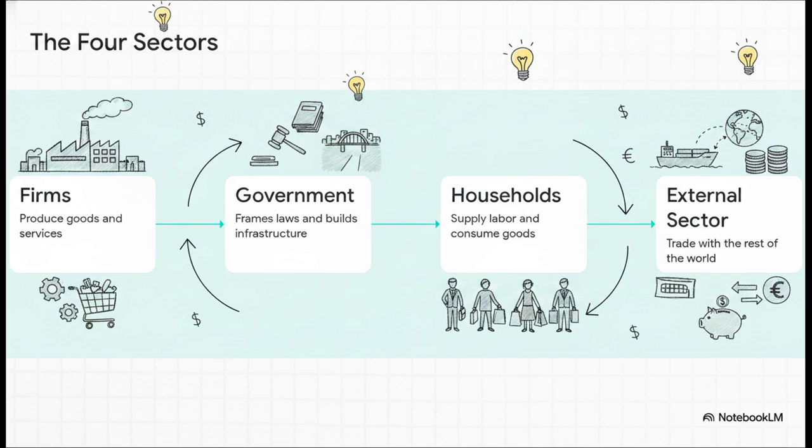Third, we have households. That's us. We supply the labor to the firms and government, we consume the goods the firms produce, we pay taxes, and we save. And finally, the external sector. Because hey, no economy is an island. This sector represents the entire rest of the world, interacting with our domestic economy through buying our exports, selling us imports, and moving foreign capital across borders. All 4 of these are locked in a continuous, endless loop of interaction.